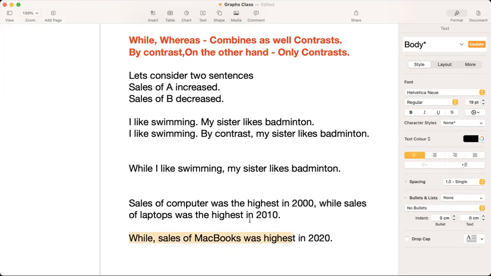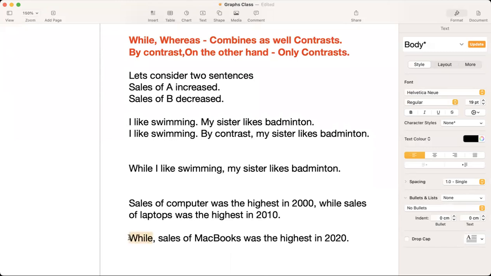The sales of laptops was the highest in 2010, but the sales of MacBooks was highest in 2020. It is making a comparison, but it is not joining sentences. There's only one thing in this while sentence. It cannot be a right sentence. In a while sentence, there has to be two things which are compared with each other. There is no other thing. So this while is wrong because it's not joining anything.